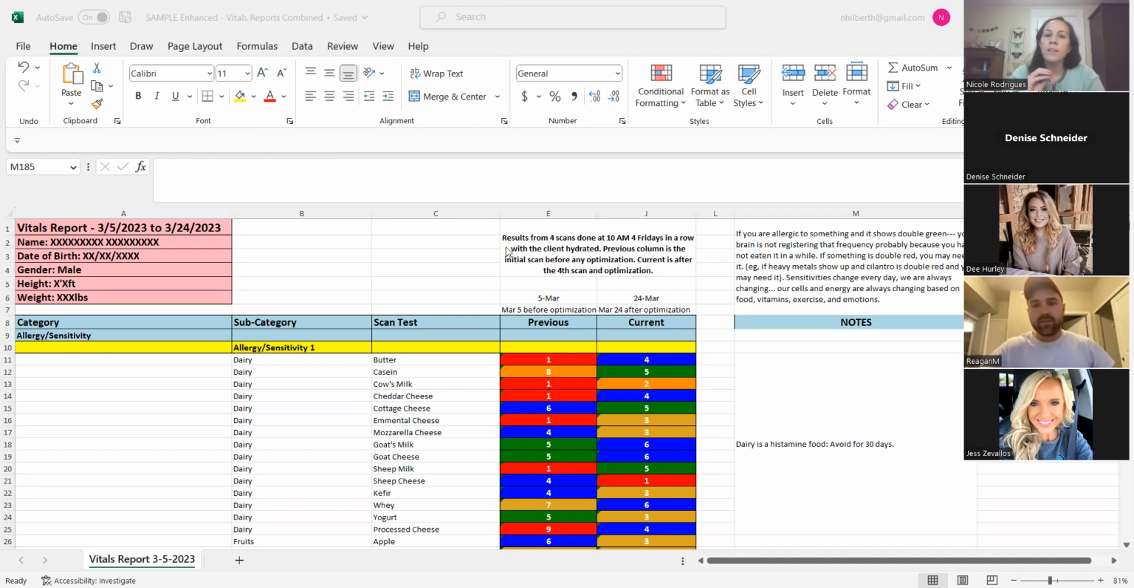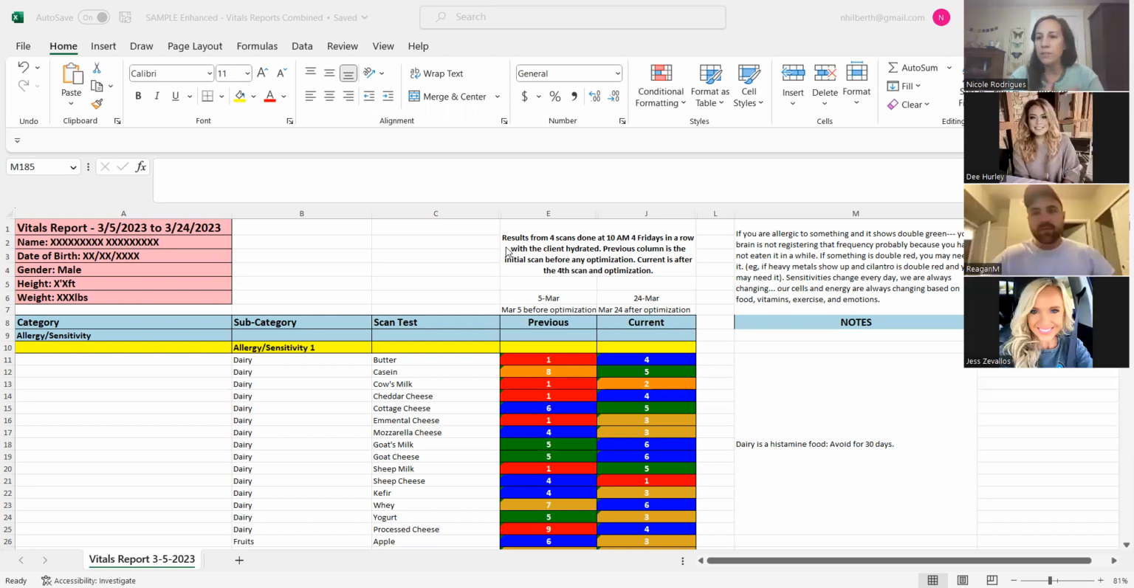I had my client be ready at 10 a.m. every Friday. That's when we booked our appointment time. One thing I made sure to let him know was to be hydrated and to do the same exact thing on that Friday. So if he didn't eat breakfast, don't eat breakfast. Then we do his scan and his optimization, and I sent his emails directly to me and to him. And I started tracking the results.